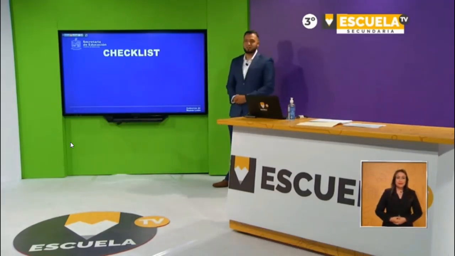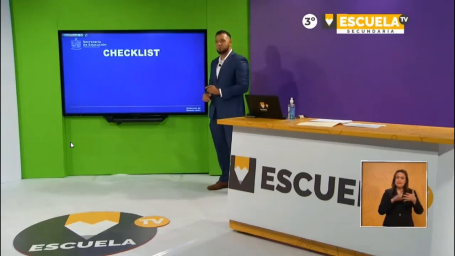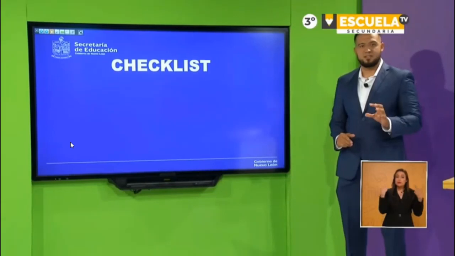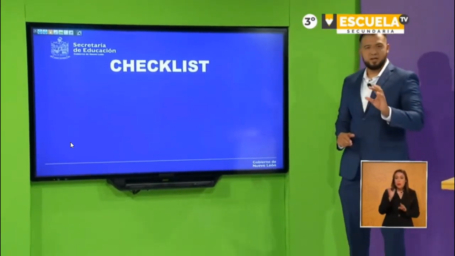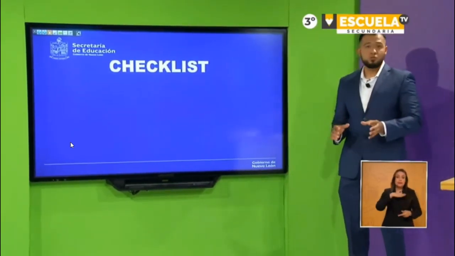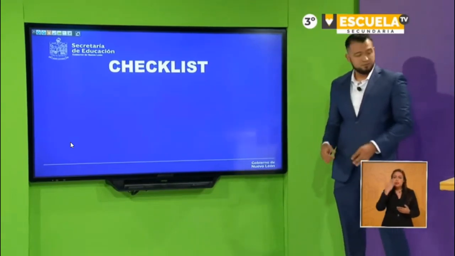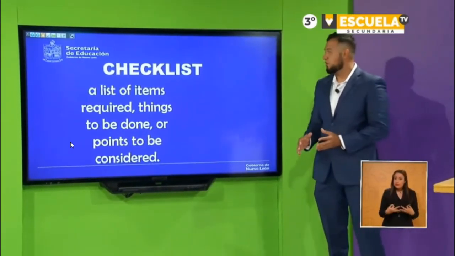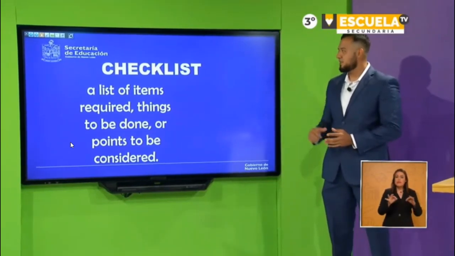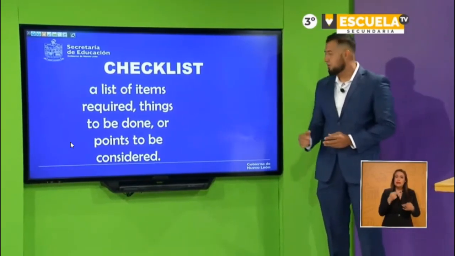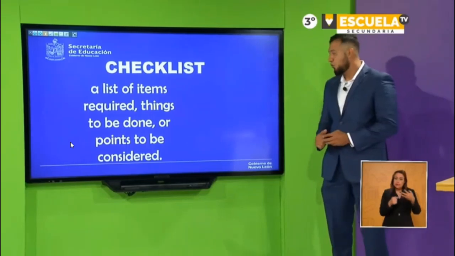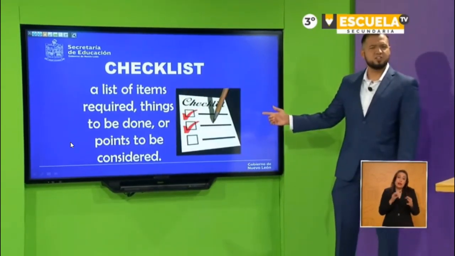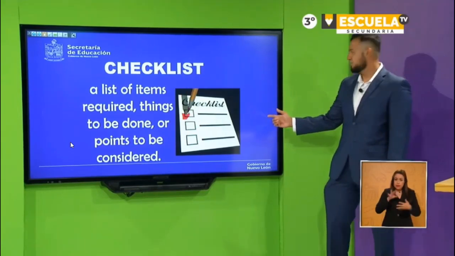What is a checklist? A checklist is an instrument that some of your teachers in the usual classes, like science, mathematics, Spanish, use to evaluate your comprehension. Officially, the definition of a checklist is a list of items required, things to be done, or points to be considered. Have you answered some of these checklists? I'm totally sure you have.